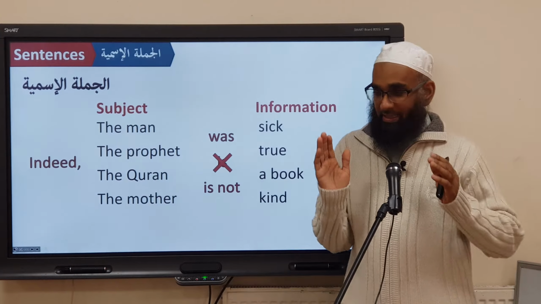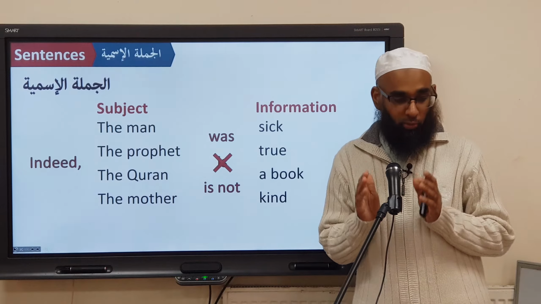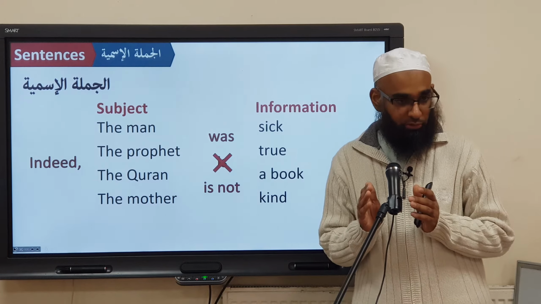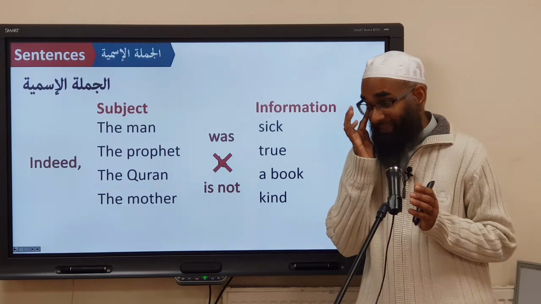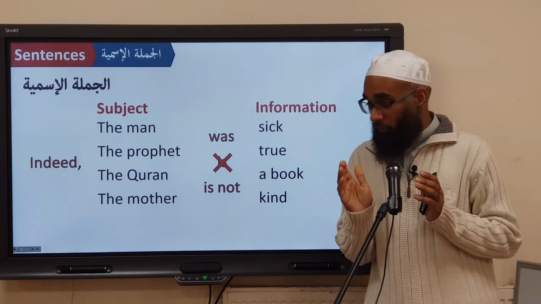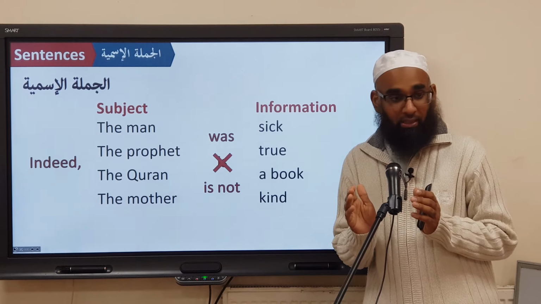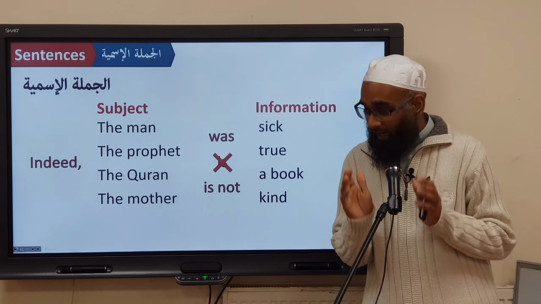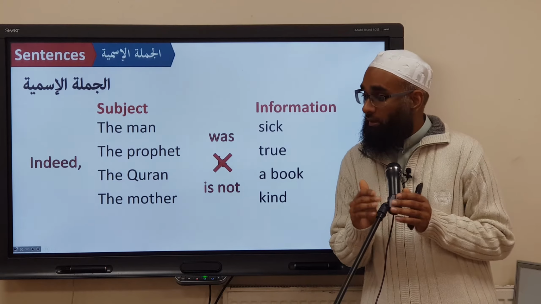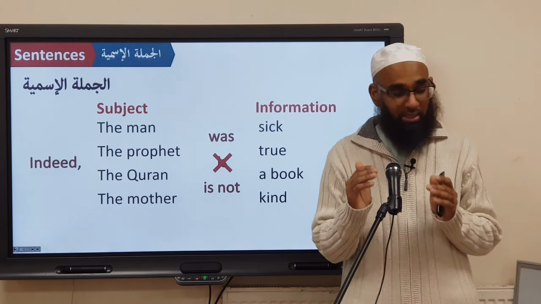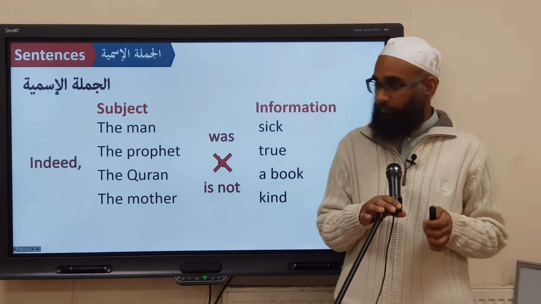So we learned how to make sentences using a mubtada and a khabar. Now what we are going to do is add certain words to the jumlatun ismiya to slightly modify the sentence. What are we going to do? We are going to add words to the jumlatun ismiya to do what? Give a slightly additional meaning to the sentence. Does that make sense? Yes?